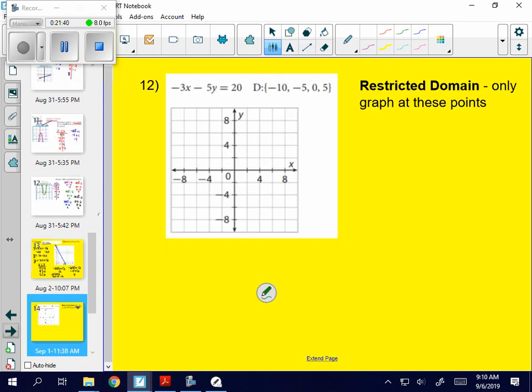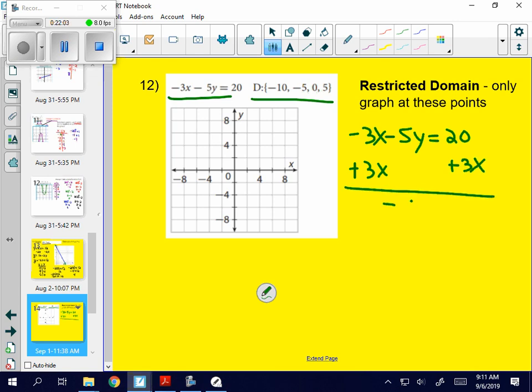On number 12, they're giving us this function, and they want us to graph with just that domain. So let's try that one. First, let's get that equation with y alone. The first thing I would do is add 3x to both sides. We have negative 5y equals 3x plus 20. And now to get y alone, we would need to divide by negative 5.